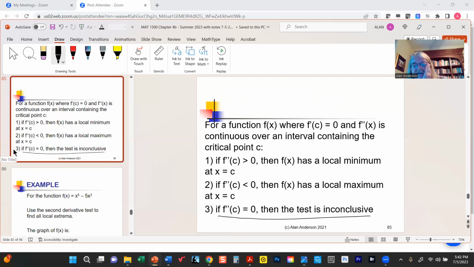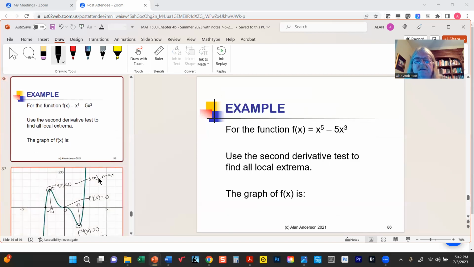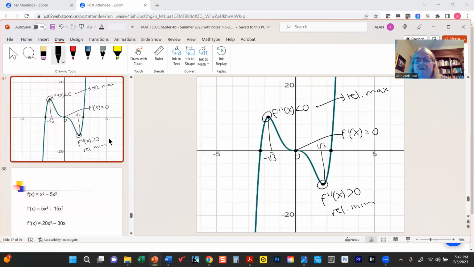All right, so with all that being said, let's take a look at an example of this. So here's our function. f of x is x to the fifth minus 5x cubed. We're going to find all local extrema. By the way, here's what the graph looks like. You can see it has a relative maximum and a relative minimum, but we have this weird point here. And we knew that this could happen. The tangent line is flat, and yet it's neither a maximum nor a minimum. So keep an eye on that.